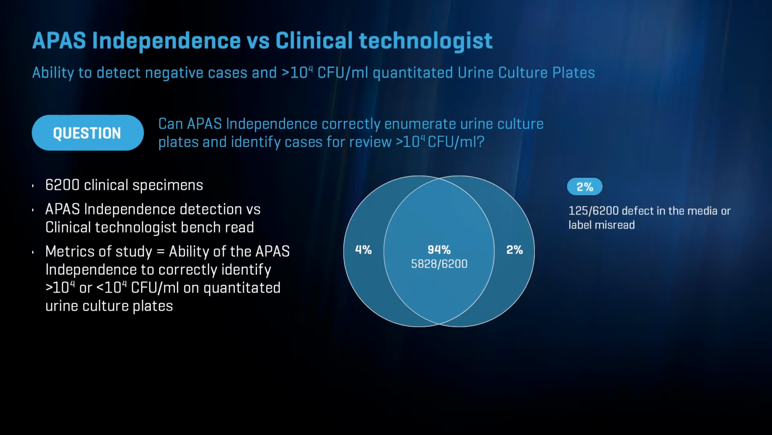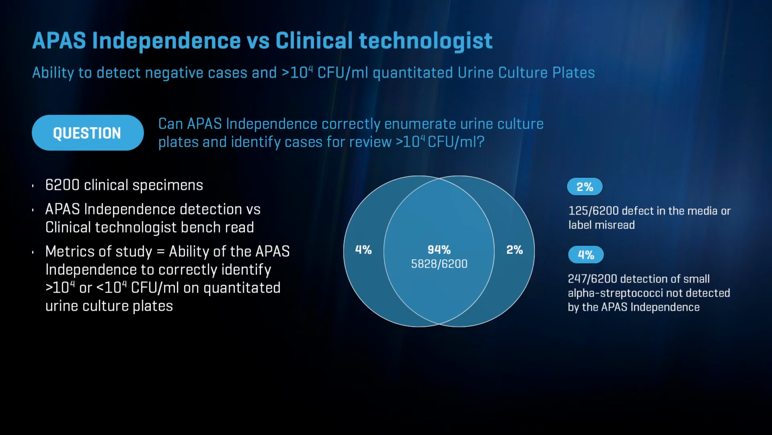2% were identified as cases that resulted in defects in the media. These were scenarios, for example, where the media was gouged or scratched and the camera had a little bit of a difficult time reading them. Additionally, there's also cases in which the label placed on the urine culture plate resulted in a small shadow on the plate that was correctly identified by the APAS system, but that was moved to an error code for the text to elucidate from there.